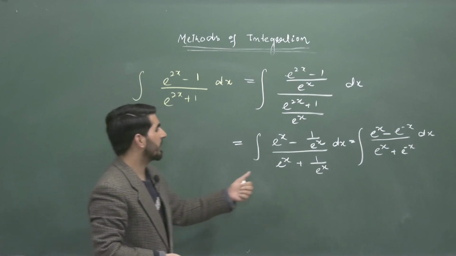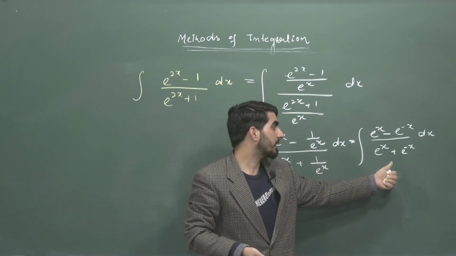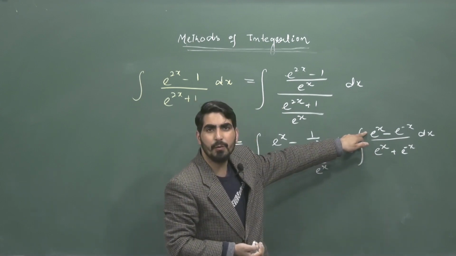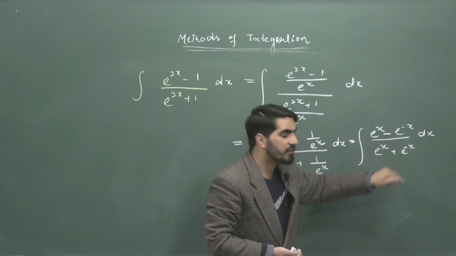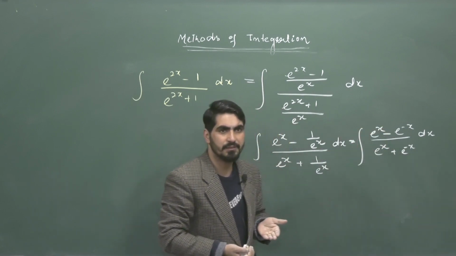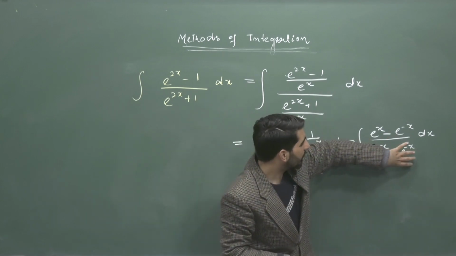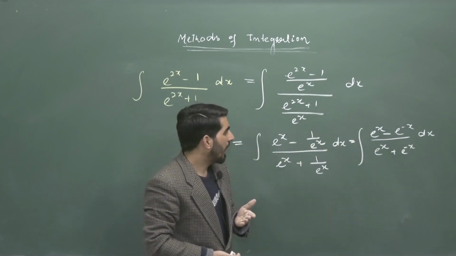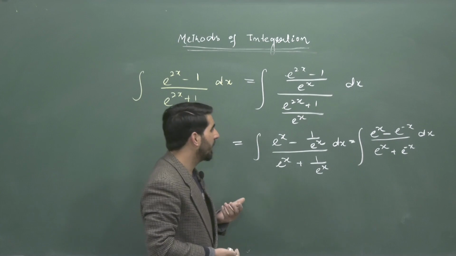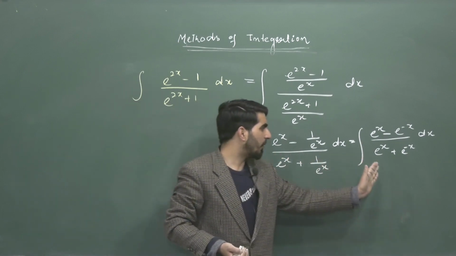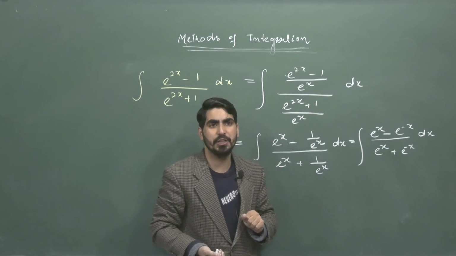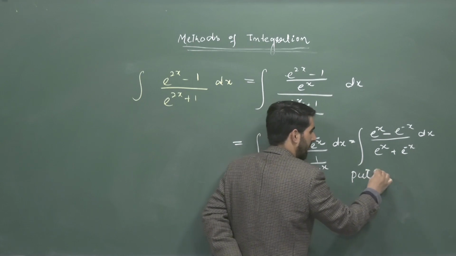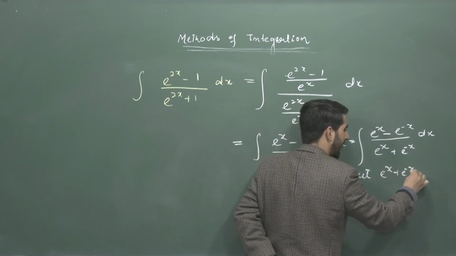Now if we substitute the denominator, that is e^x + e^(−x), as we know that the differentiation of e^x is e^x, and the differentiation of e^(−x) is −e^(−x). So the differentiation of this denominator will give me the numerator. So that is the best option for me to choose: e^x + e^(−x) is equal to t.